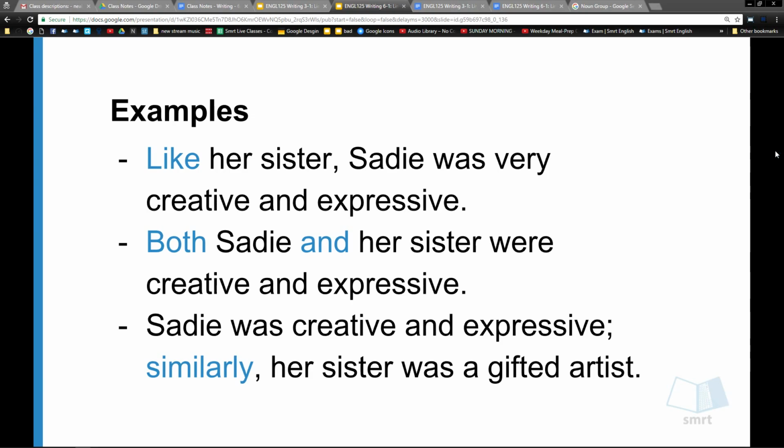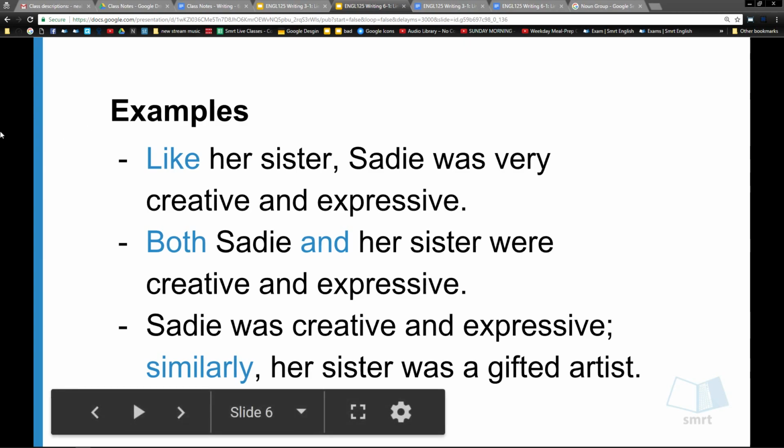Both Sadie and her sister were creative and expressive. Here the word both and "and" are going to combine these two nouns to make the subject of the sentence. And then you just continue the sentence after that. Could we say both sisters? You could. Both sisters were creative and expressive. Sadie was creative and expressive. Here, we're going to use that semicolon again because we're separating two independent clauses. Similarly, comma, her sister was a gifted artist.